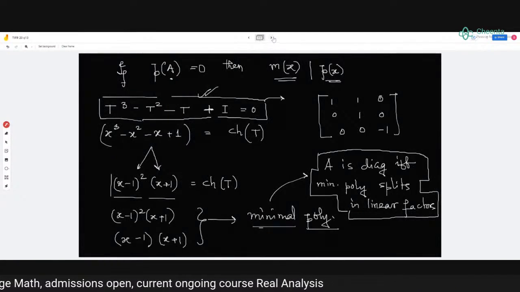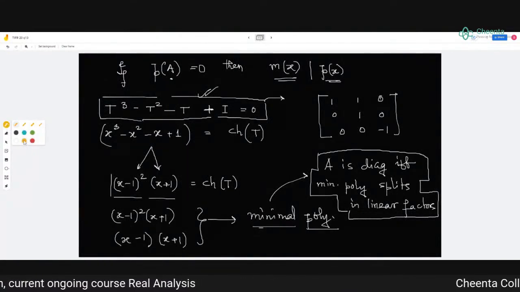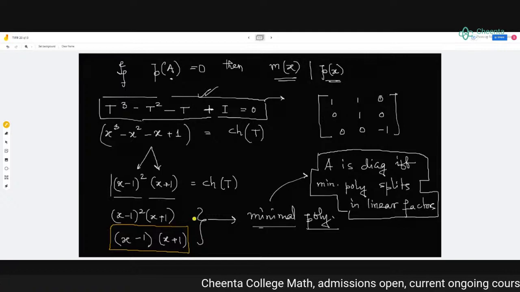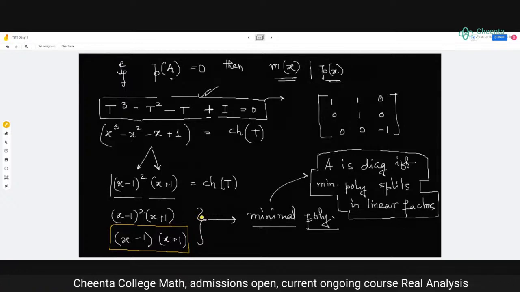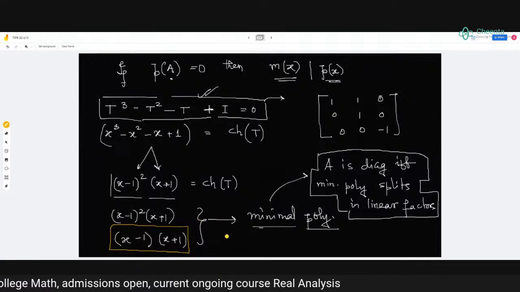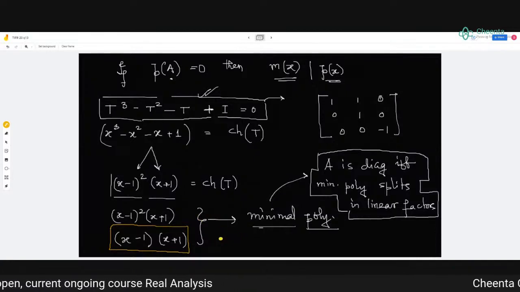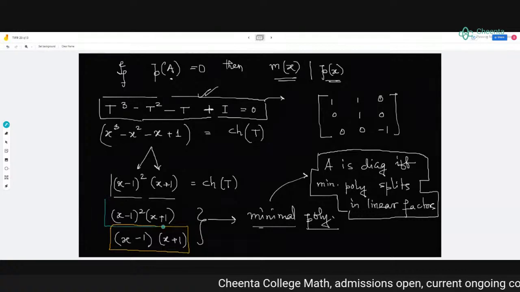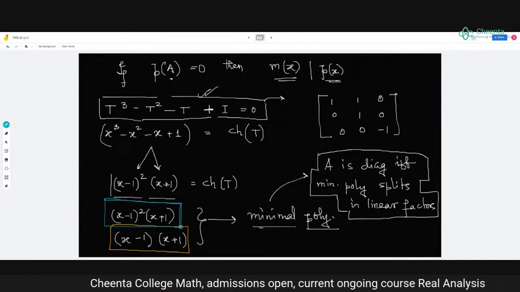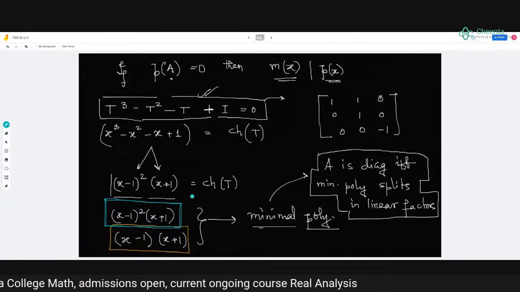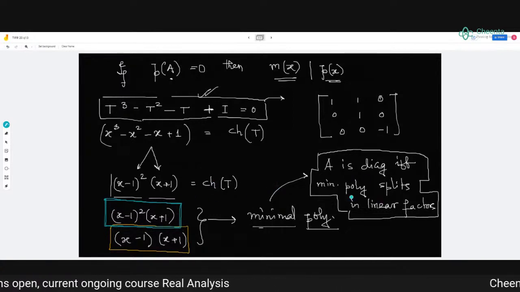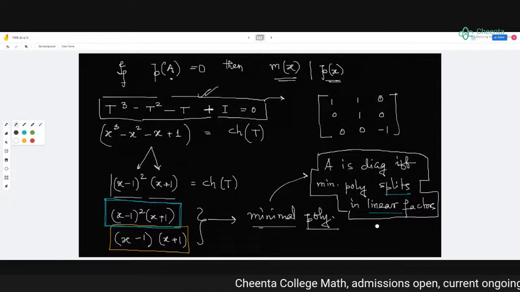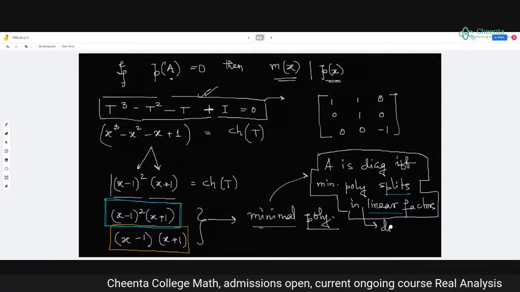So we have an invertible matrix, but the problem is that if we knew our choice of linear transformation, we could have pinpointed the minimal polynomial. But since we don't, if the minimal polynomial is of the form x minus 1 whole square into x plus 1, then the matrix will not be diagonalizable. The linear operator equivalently will not be diagonalizable, because this is not splitting into distinct linear factors.